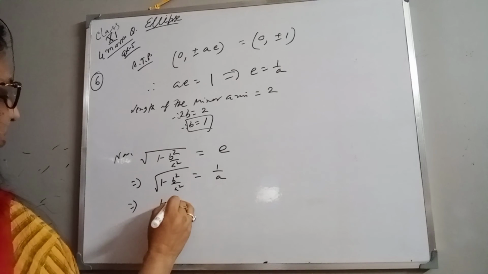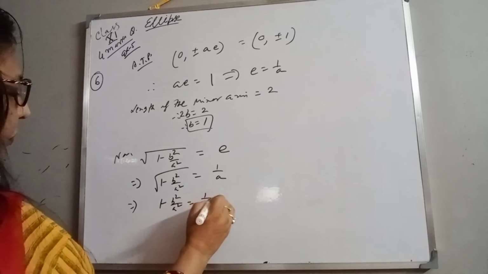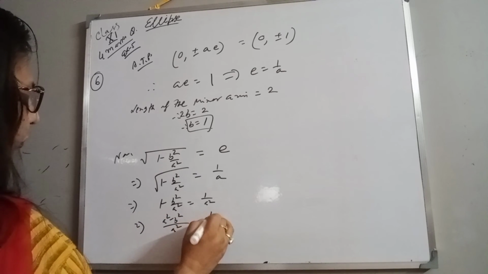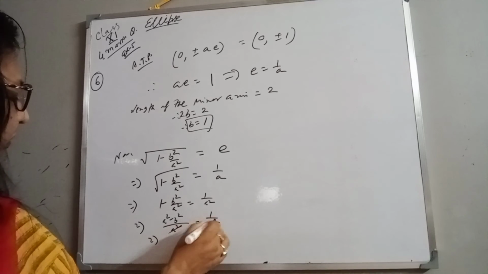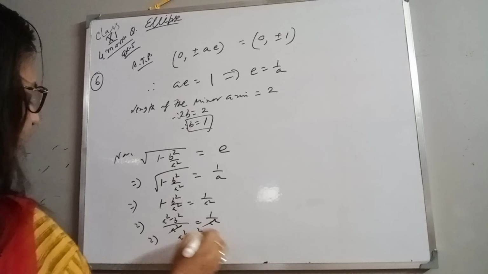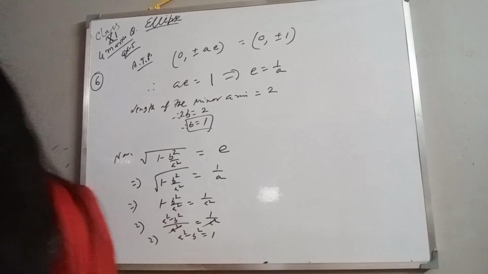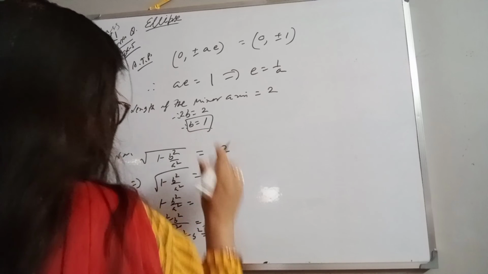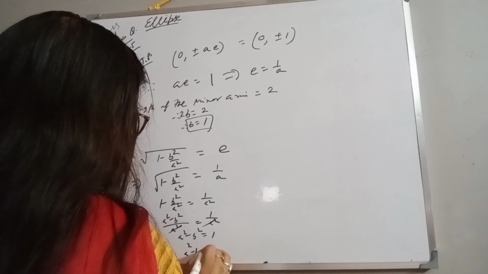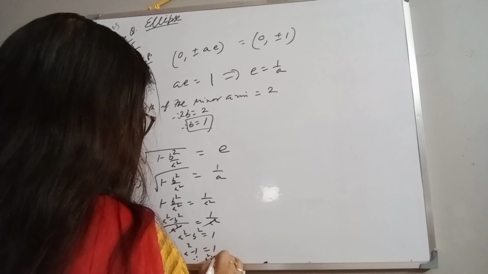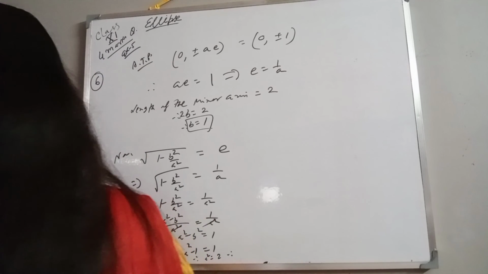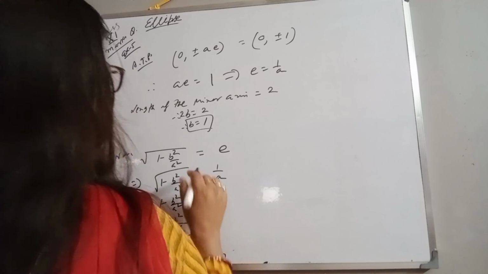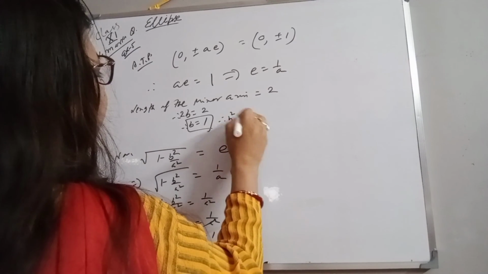Now squaring both sides, we get a square minus b square by a square equals 1 by a square. This a square is cancelled, so we get a square minus b square is equal to 1. The b value we know, so a square minus 1 is equal to 1. So a square is equal to 2. And b equals 1 means b square is equal to 1.